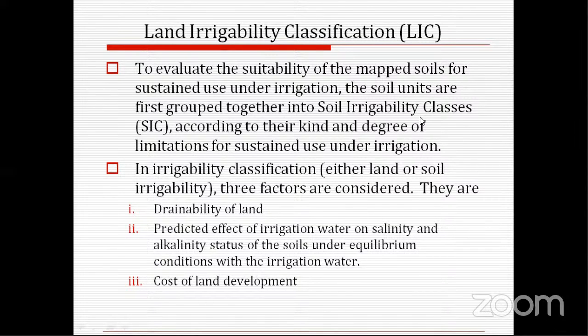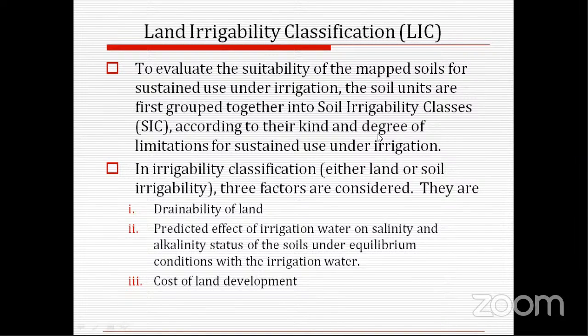Let's come to today's subject. See how many things we are learning. Good. Anyhow, students, land irrigability classification. Irrigability classification is mostly grouping the soil. To evaluate the mapped soils for sustained use under irrigation, the soil units are first grouped into soil irrigability classification according to the kind and degree of limitation for sustained use under irrigation.